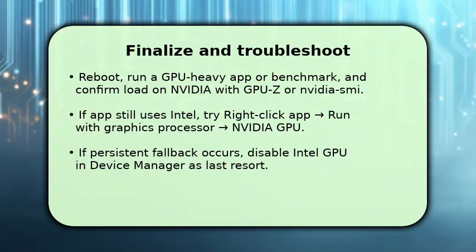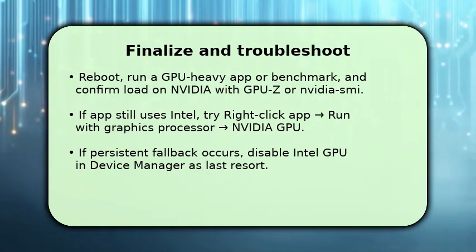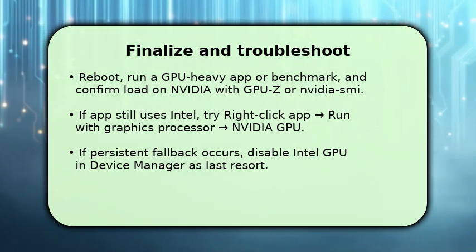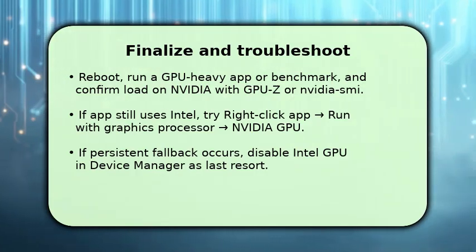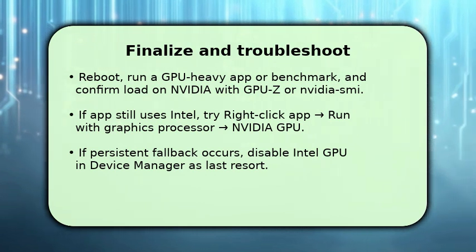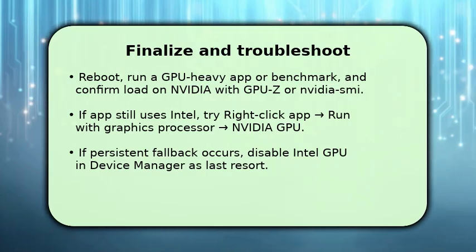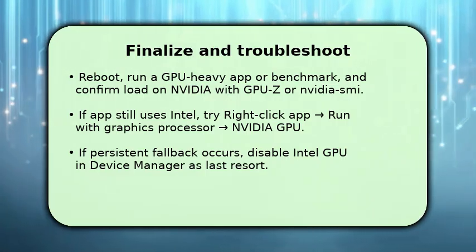If the program still prefers the integrated Intel GPU, right-click the executable and choose Run with Graphics Processor, right arrow NVIDIA GPU, and set the preference for that app. If it still falls back, disable the Intel integrated GPU in Device Manager as a last resort, then reboot. Troubleshooting tip.